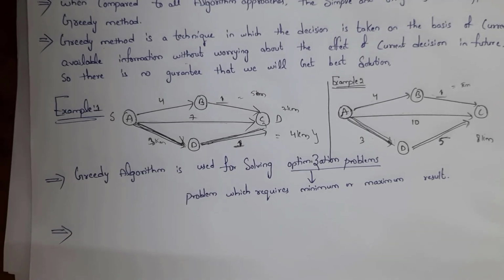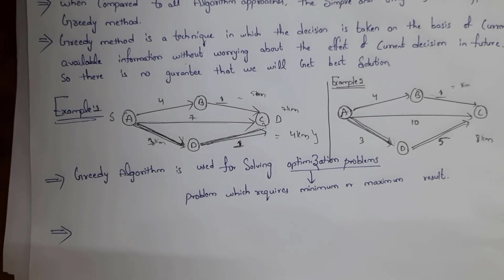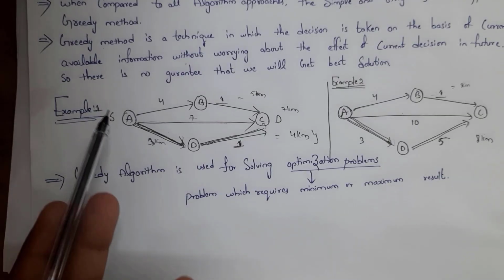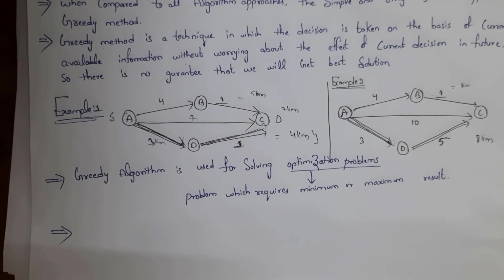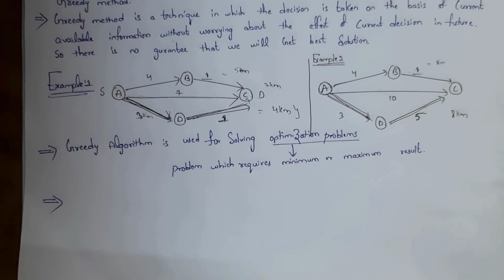Greedy method is used for solving optimization problems. An optimization problem means a problem which requires a minimum or maximum result. For example, in the previous example, we needed to find the shortest distance, that is a minimum result. So in order to solve optimization problems, we use the greedy method. In the greedy method, you need to understand two terms: what is a feasible solution and what is an optimal solution.